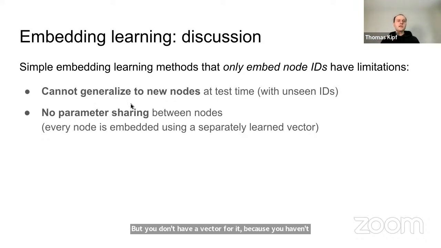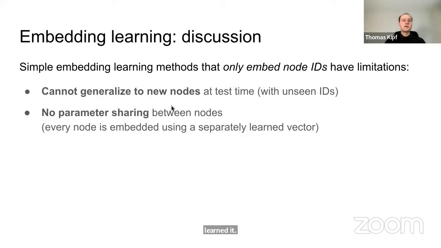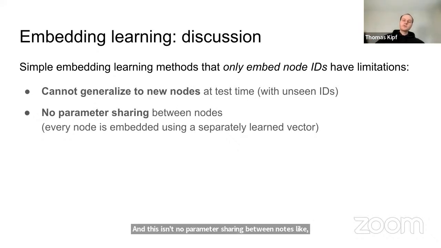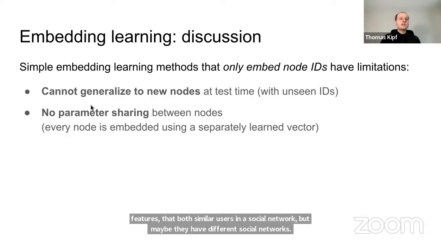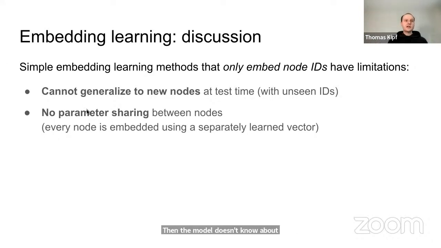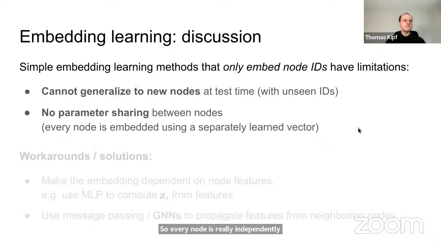And there's also no parameter sharing between nodes. For example, if two nodes are similar based on their features, they're both similar users in a social network, but maybe they have different social networks, then the model doesn't know about this. It doesn't share any parameters or any inductive bias between these. So every node is really independently embedded using a separately learned vector.